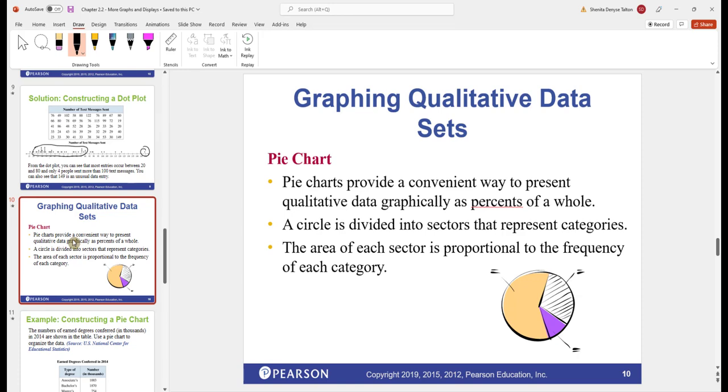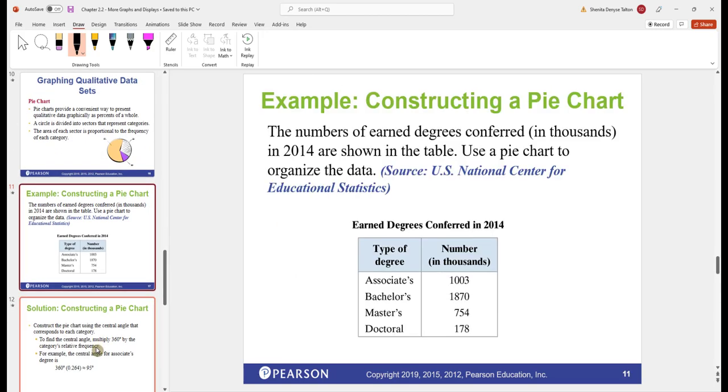Now, one graph that you'll see when you go into the real world is a pie chart, and it provides a convenient way to present qualitative data graphically as percents of a whole. A circle is divided into sectors that represent categories, and the area of each sector is proportional to the frequency of each category. So once again, a pie chart is used with qualitative data. So we can also say categorical data. Your data values are in categories.